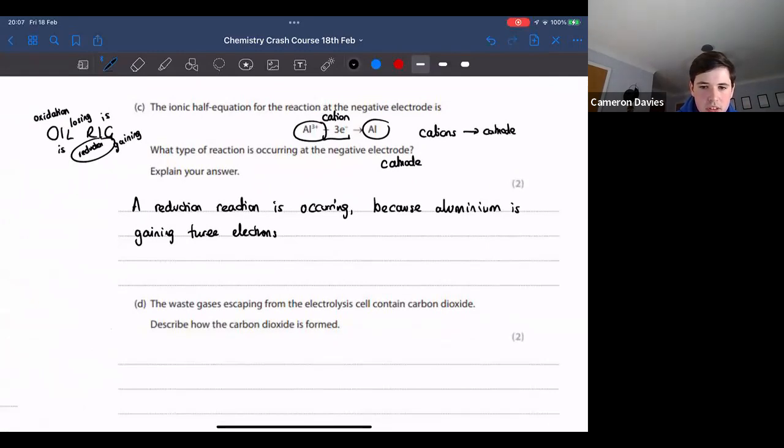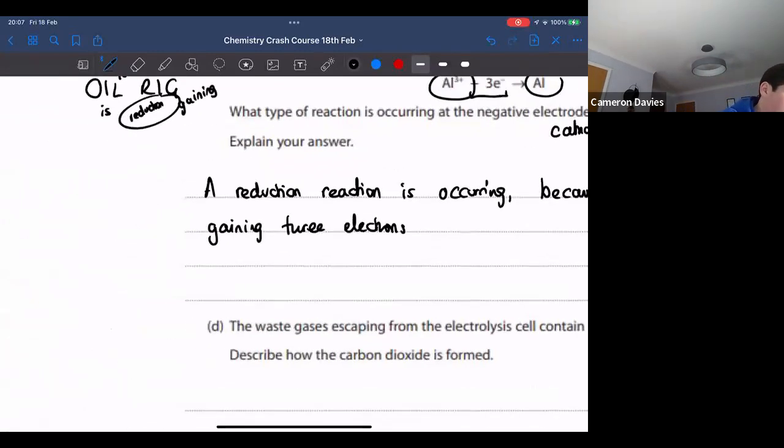Is a redox reaction the same as a reduction reaction? A redox reaction is something that's either reduction or oxidation. That's what we use to shorten reduction and oxidation. So a reduction reaction would be an example of a redox reaction, just like an oxidation reaction would be an example of a redox reaction.